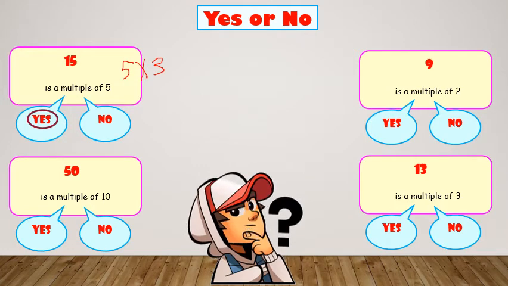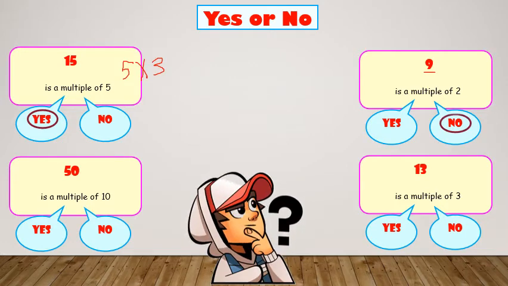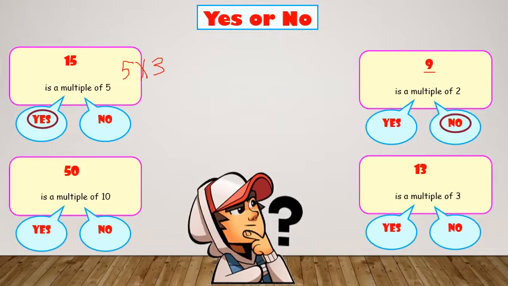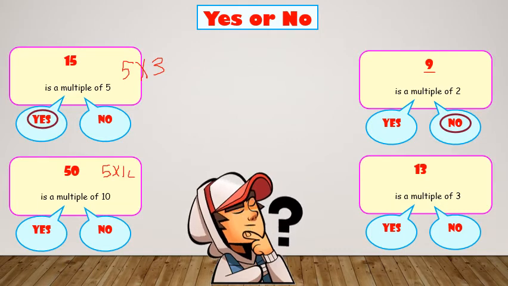Here, 9 is a multiple of 2. Let's search in table 2 to see if there's something that gives you 9. There's nothing in table 2 that gives you 9, so it's no. Look here, 50 is a multiple of 10. Let's search in table 10 for what gives you 50. 5 multiplied by 10 gives you 50, so it's yes.